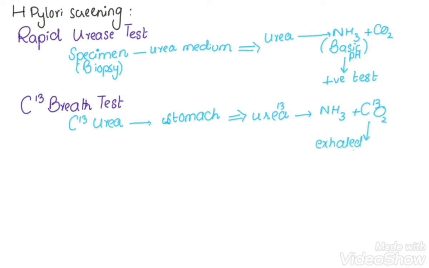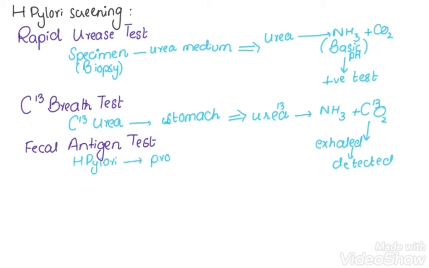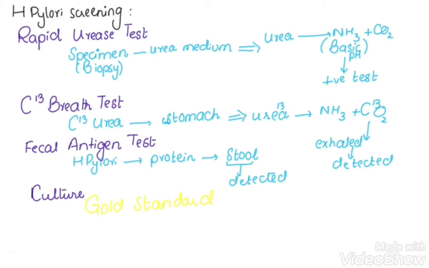In fecal antigen test, when H. pylori lives in the gastric mucosa, it releases its proteins into the stool, which can easily be detected. In case of microbial culture, which is considered the gold standard, we take the biopsy specimen and culture it. This means that the H. pylori within the specimen will be grown and so can easily be detected. In case of serology, we take the patient's blood, and within that blood we find antibodies against H. pylori.